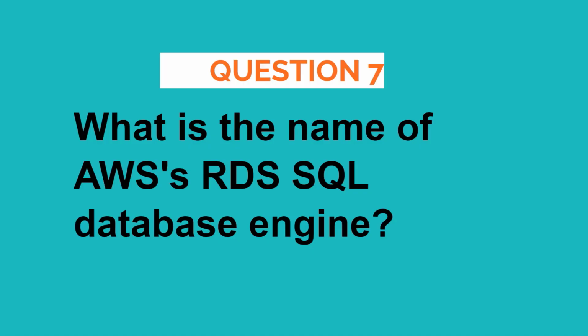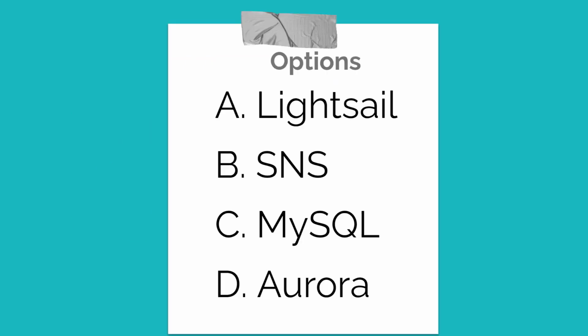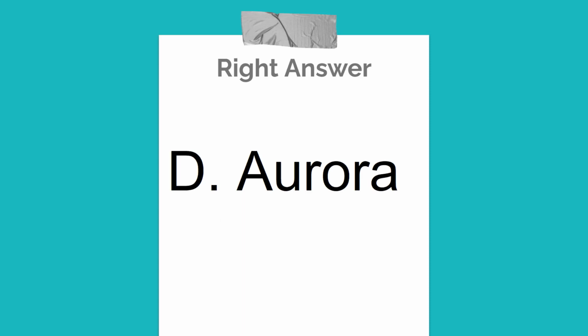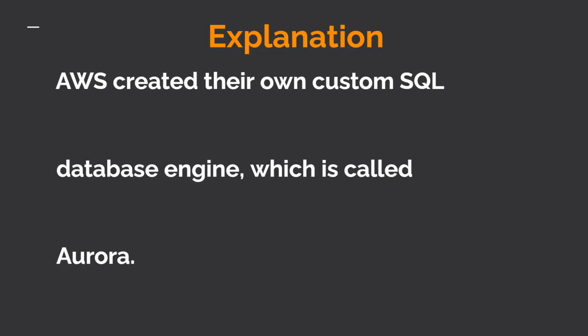Question 7. What is the name of AWS's custom RDS SQL database engine? Option A. Lightsail. B. SNS. C. MySQL. D. Aurora. Right answer is D. Aurora. Explanation. AWS created their own custom SQL database engine, which is called Aurora.